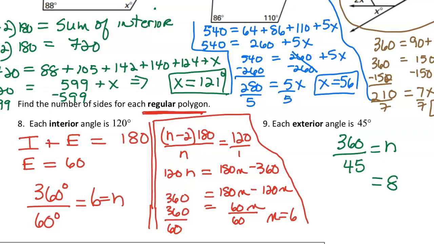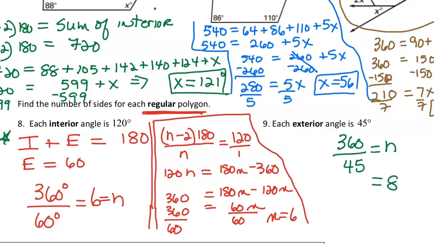All right? So whenever possible, when dealing with regular shapes, if they want you to figure out the number of sides and they give you one interior, get your exterior based on interior plus exterior equals 180. You want to know this. And then divide that exterior angle into 360. That will quickly give you the number of sides.